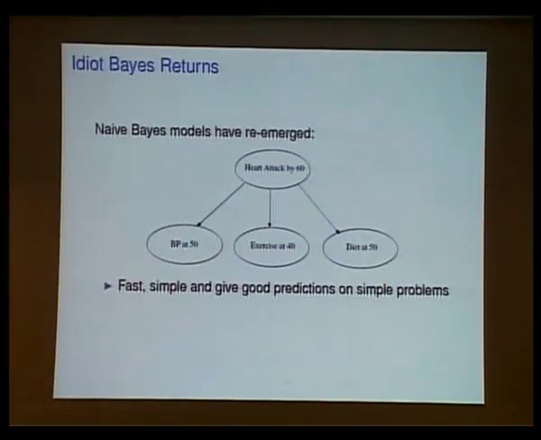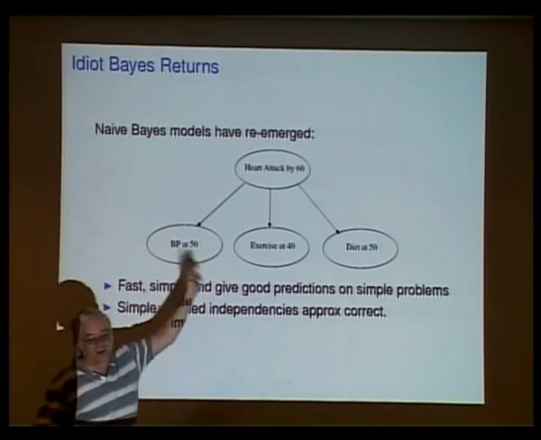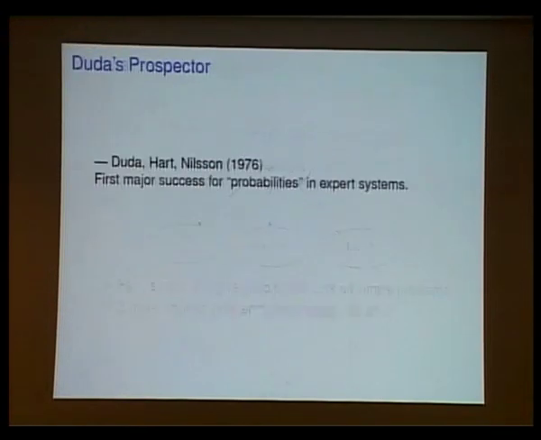That is, if the dependencies are not terribly strong across the symptoms, then it works pretty well. So fast, simple, and gives good predictions on simple problems, as long as the implied independencies are approximately correct. So there's a lot of research now on so-called semi-naive Bayes, where you start introducing certain limited numbers of dependencies to do better on harder problems. But another alternative is to look at full Bayesian networks with no restrictions on the structure, but I'll talk about that tomorrow.